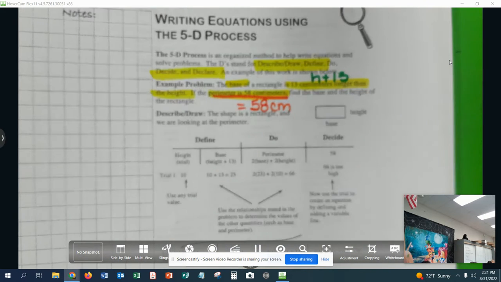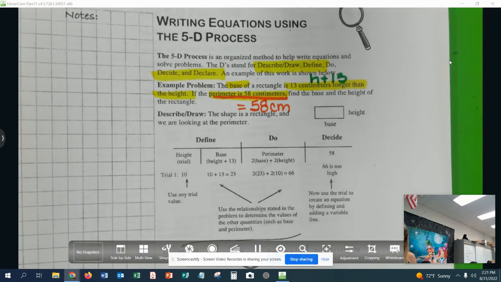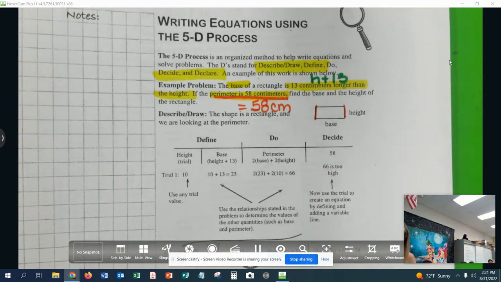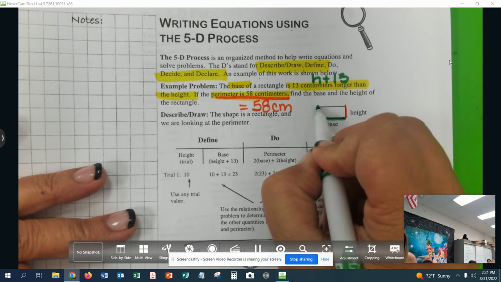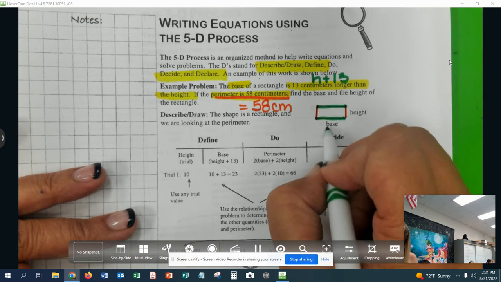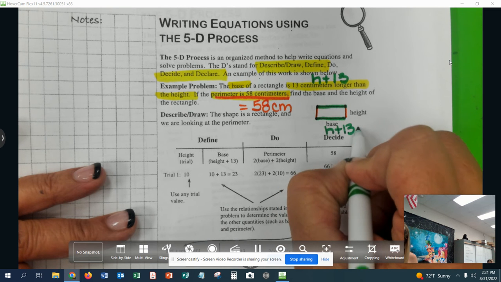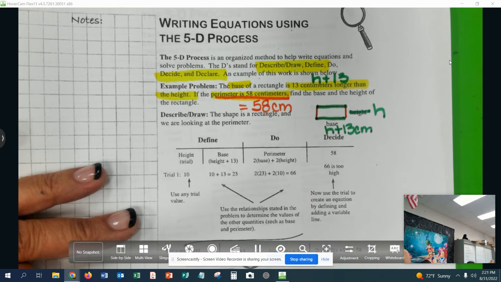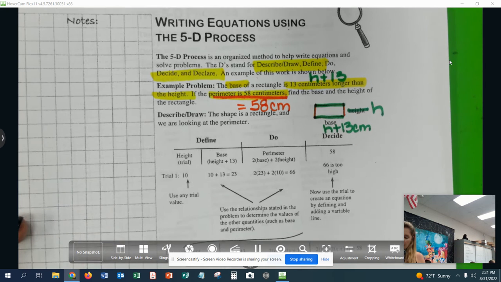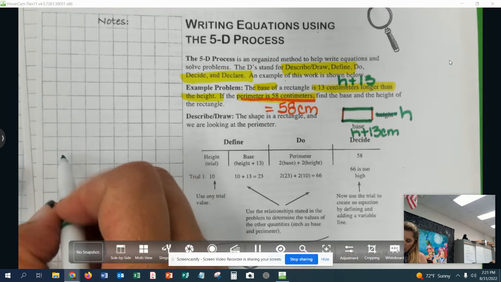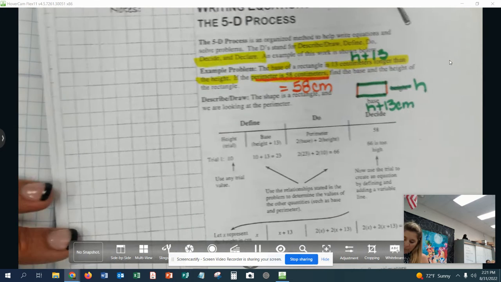Now, here is our rectangle. Here's the height. Here's the base. The base is the height plus 13 centimeters longer. The height is just the height. So to find the perimeter of it, this is what we're going to do. And I'm going to write this in the notes to the left.